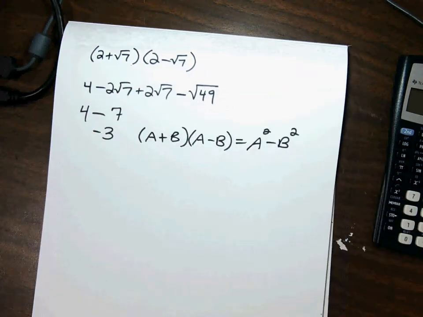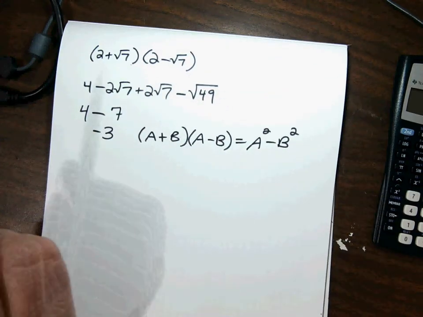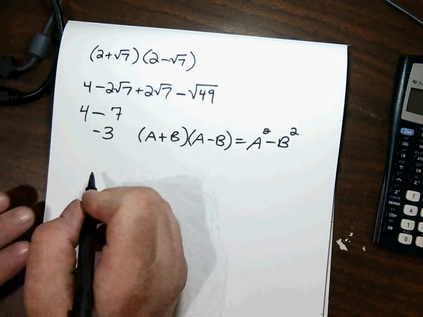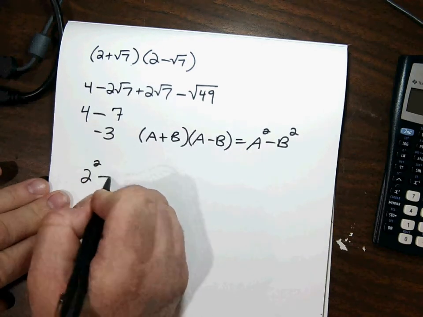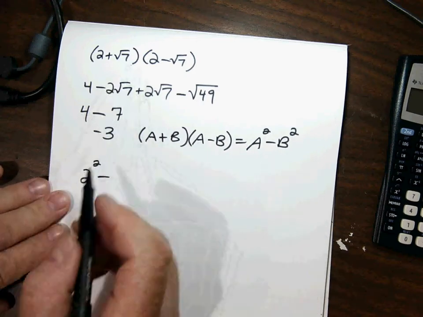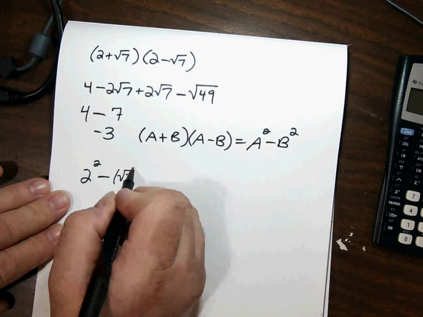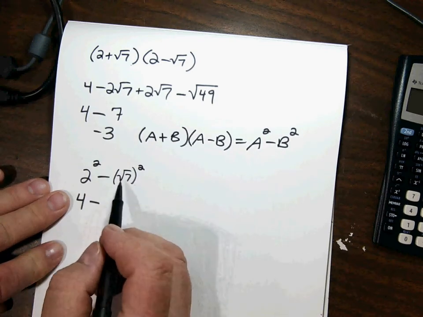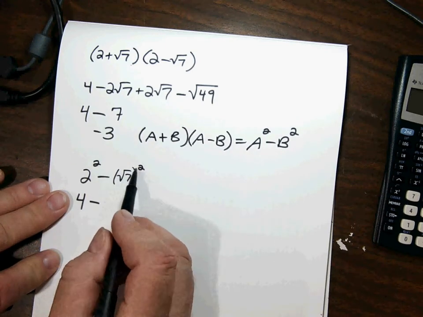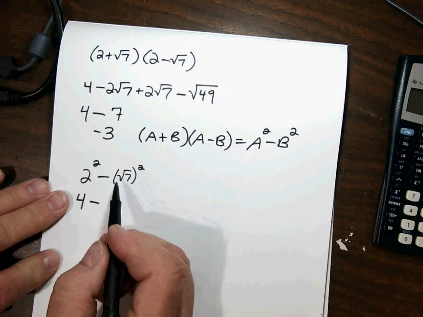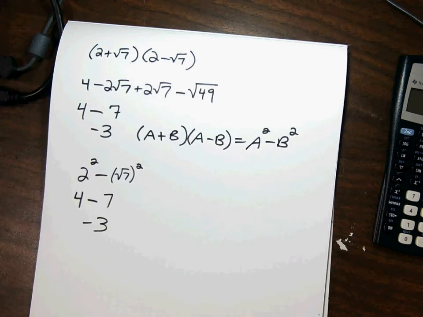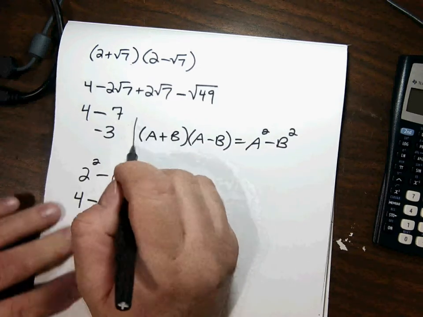There's a little shortcut we can get to the answer. I could have just taken this A here, which is 2, and called it 2 squared minus B squared, radical 7 squared. Well, 2 squared is 4 minus, and we learned that the square and the square root annihilate each other, right? So it's just a 7. And 4 minus 7 is negative 3. It's a nice little identity.